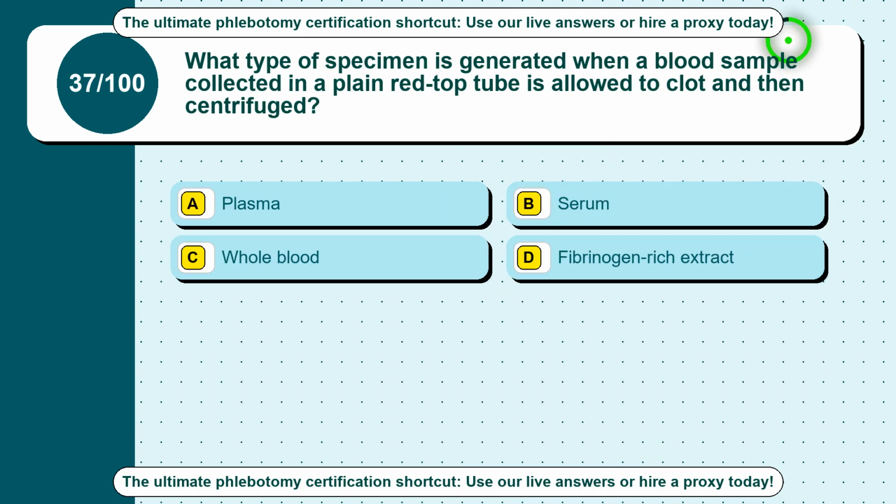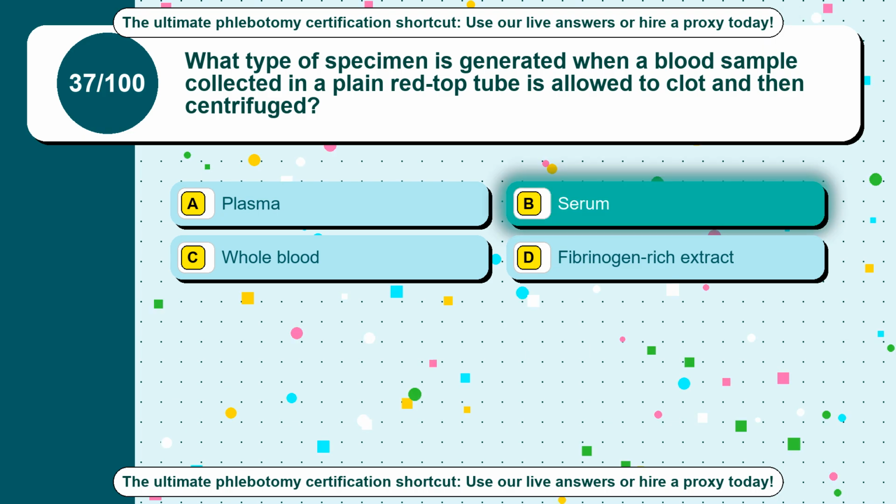Question 37. What type of specimen is generated when a blood sample collected in a plain red top tube is allowed to clot and then centrifuged? Option A, plasma. Option B, serum. Option C, whole blood. Option D, fibrinogen-rich extract. The correct answer is option B, serum.